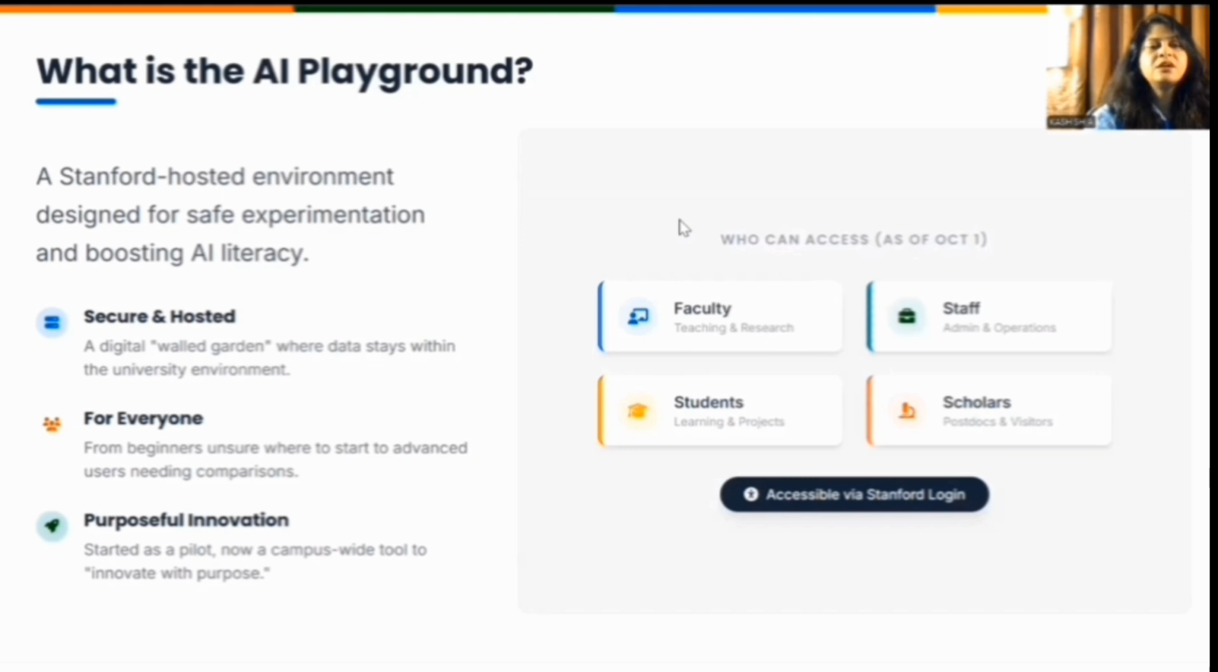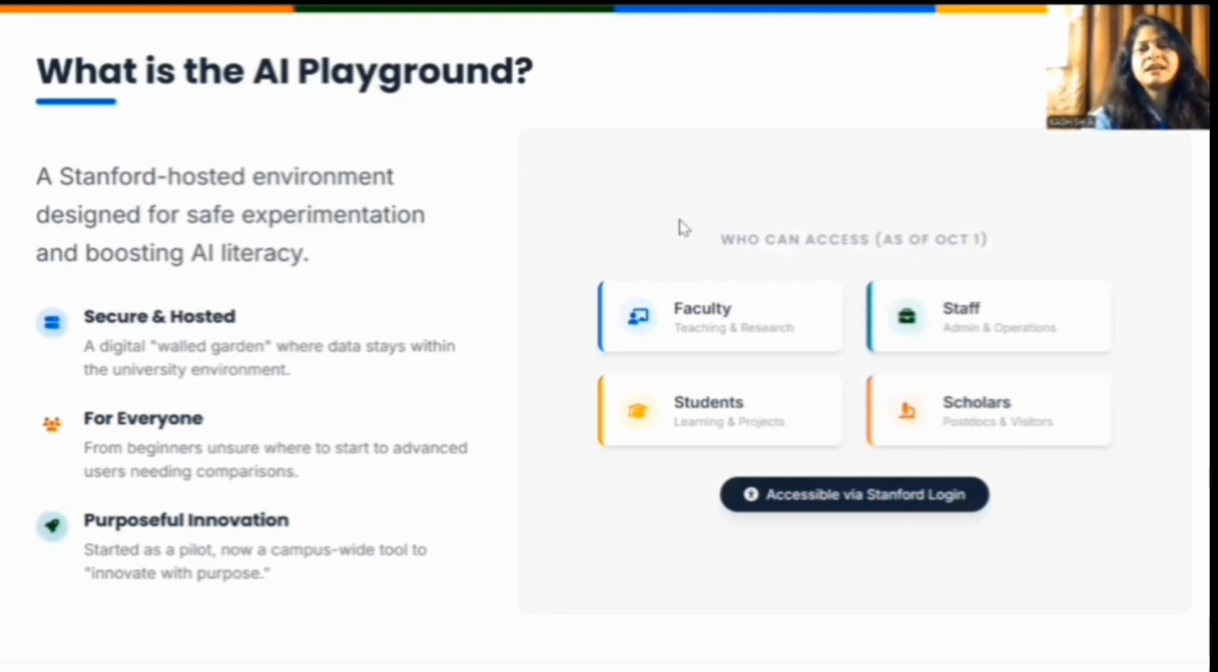Secure and hosted, a digital walled garden where data stays within the university environment. There is no chance of confidentiality being compromised. Second, for everyone, from beginners unsure where to start to advanced users needing comparisons. If someone wants to start or an advanced user wants a comparison, then this playground would definitely help you. Purposeful innovation: started as a pilot, now a campus-wide tool to innovate with purpose. And this is what this AI playground is going to help us with.